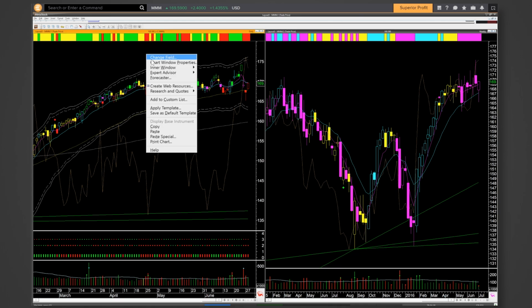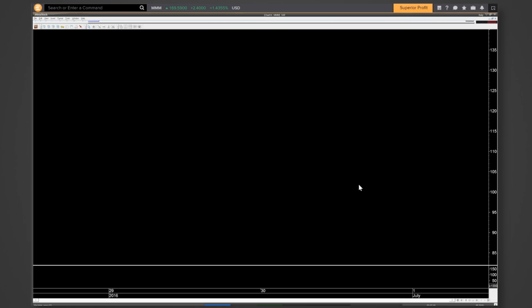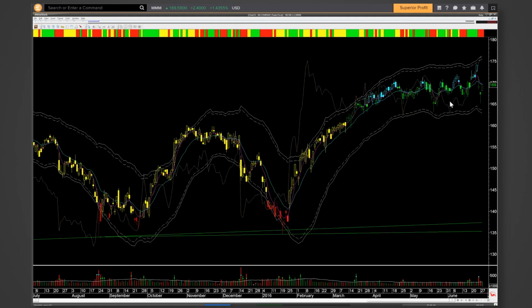Okay, it is taking some time to load, no issue. So we see here it is at pendulum high. We can just apply the pendulum template to confirm. Yes, it is at pendulum high. So cyan color, green color, pendulum high.